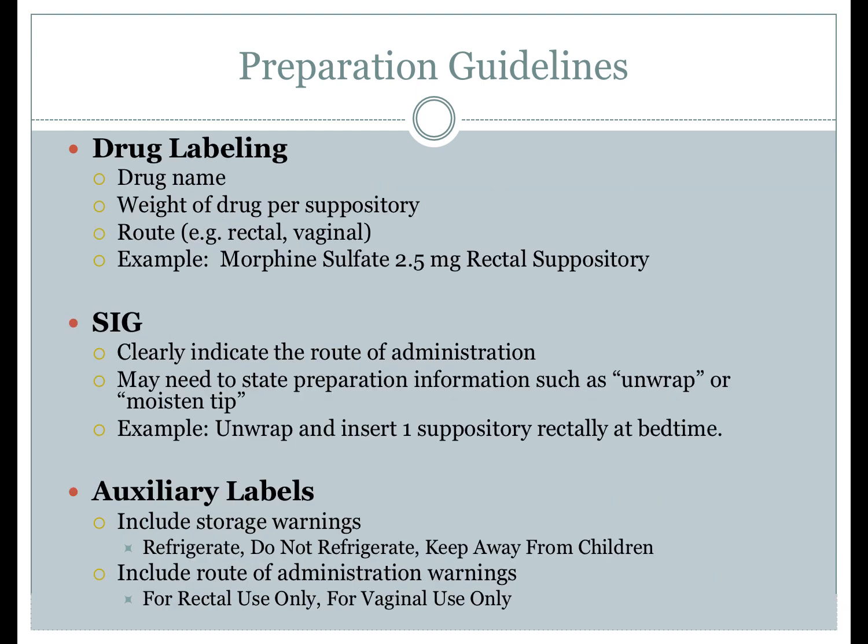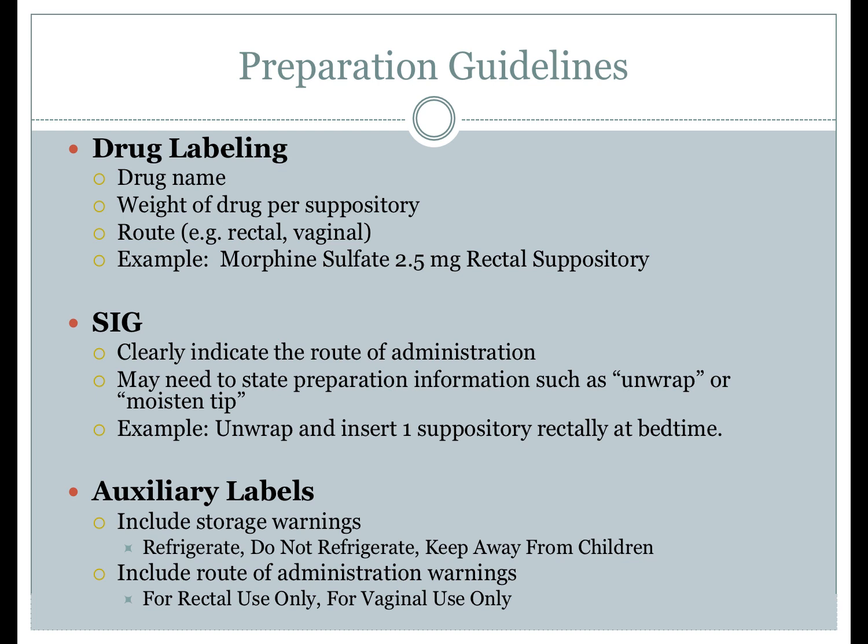The last preparation guideline to discuss is product labeling. The suppository should be described with its drug name, the weight of drug per suppository, and an indication of the route of administration. An example might read, morphine sulfate 2.5 milligram rectal suppository. The SIG, or instructions for the patient, must also be explicit in terms of how and where to insert the suppository. If the suppository is wrapped in foil, then the instructions should indicate to unwrap it. Moistening the tip of the suppository prior to administration is also sometimes indicated. Also, the route of administration must again be clearly stated. An example might read, unwrap and insert 1 suppository rectally at bedtime.